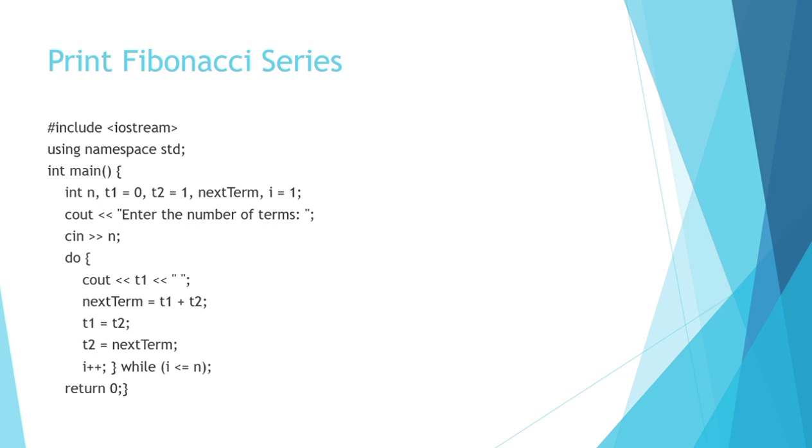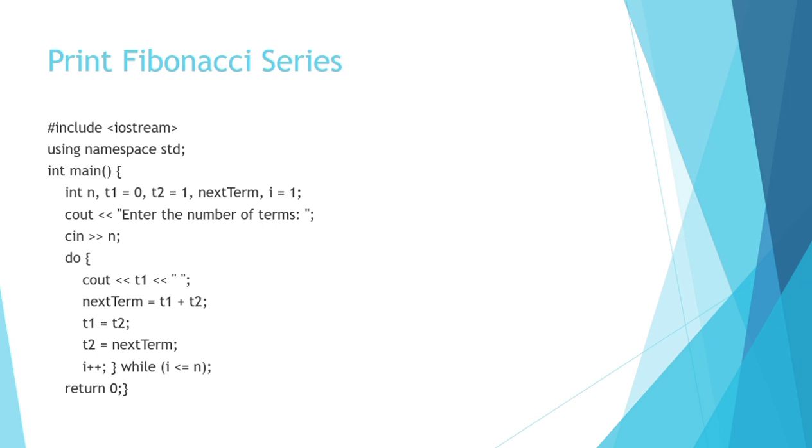Now, the variables T1 and T2 are updated for the next iteration. T1 is updated to the value of T2, the second term of the Fibonacci series. T2 is updated to next term, the sum of the previous two terms, which becomes the next term in the series. After printing and updating the Fibonacci terms, the counter I is incremented by 1. This keeps track of how many terms have been printed, and the loop will terminate once I exceeds n.